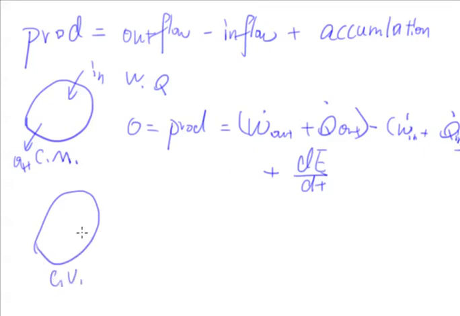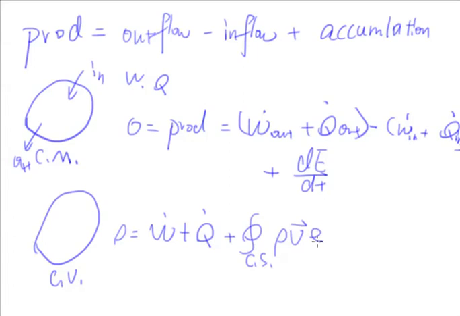For control volume, we have an additional term associated with mass transfer. So the equation looks like this, where W and Q are net work and heat flux. So it's just the difference between W out and W in. And we have an additional term associated with the mass transfer, and also the accumulation term.